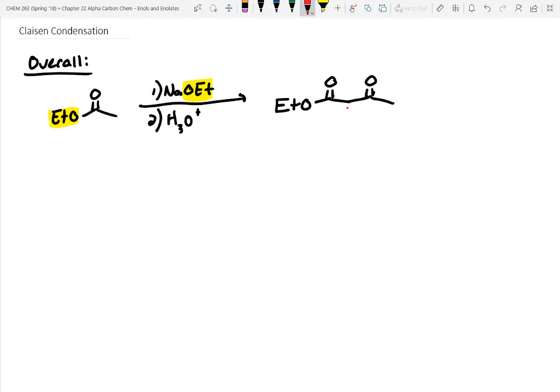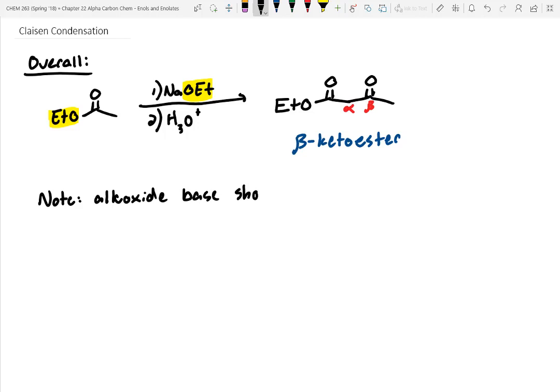And if you remember, this is our alpha position. This is beta. This is a beta keto ester, meaning you've got a ketone on a beta position right near an ester functional group. Does that make sense? Let's just make a note down here. Your alkoxide base should be the same as your ester.